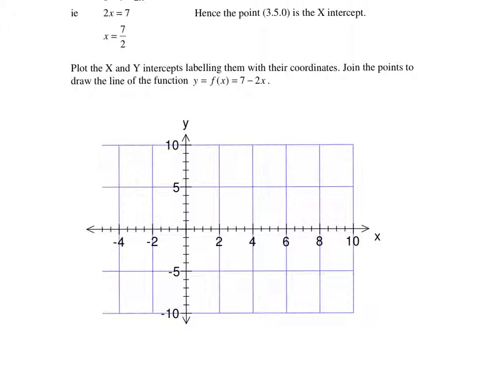So there is our Cartesian coordinate system here. So let's plot the first point, which is the y-intercept. So there it is at 0, 7. And the x-intercept, I'll do this one in red, and that is 3.5, 0. Now let's get a nice straight line through those 2 points.